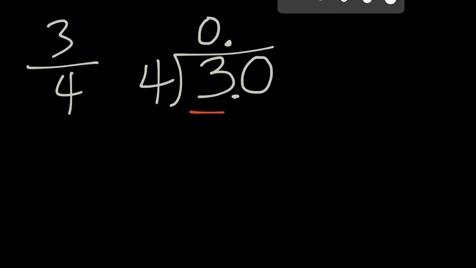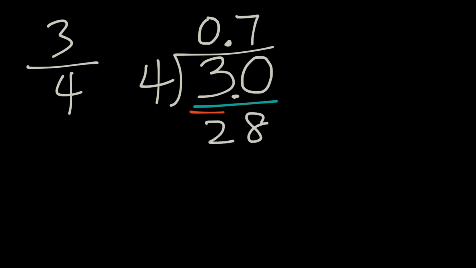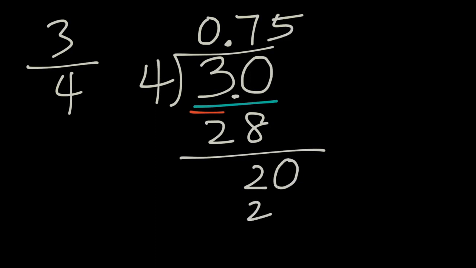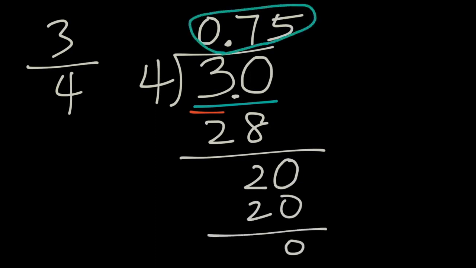Now when we do this, we are looking at 30 as the number to divide by 4. 30 divided by 4, we can use 7, which is 28, and this comes out to 2. And then we'll bring another 0 down. And 4 times 5 equals 20. So the answer is 0.75.